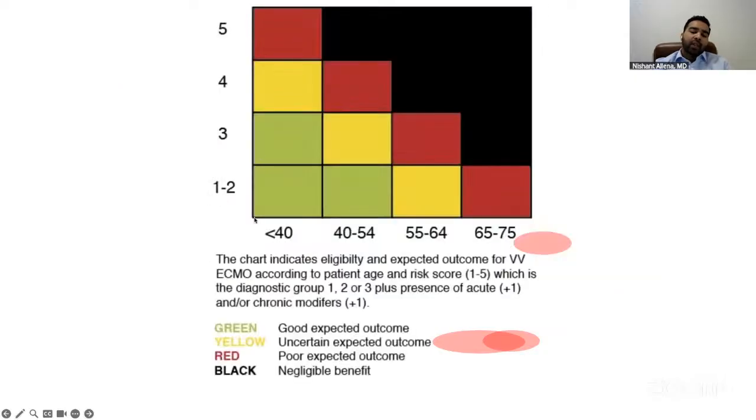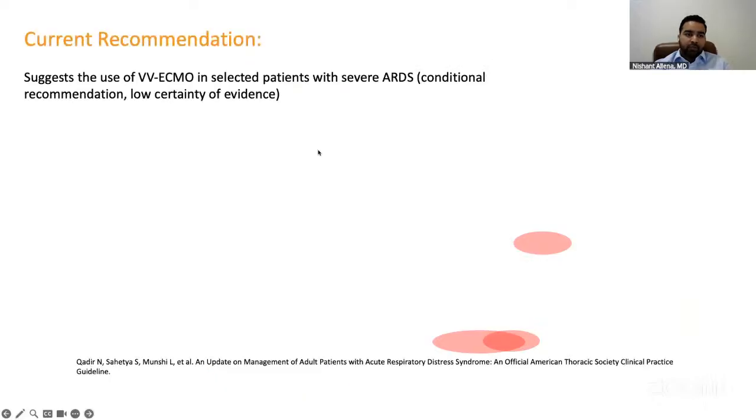And as you can see, with increasing age, your prognosis becomes poor. With an increasing score, your prognosis becomes poor again. So our criteria for acceptance was patients who came either in the green or the yellow group. So the current recommendation is we suggest the use of VV ECMO in selected patients as per the criteria I mentioned in the previous slides.